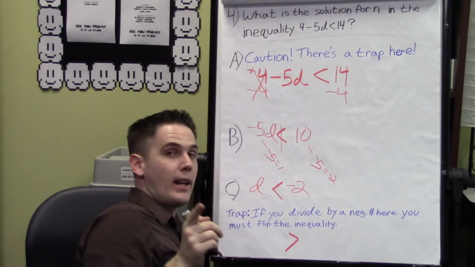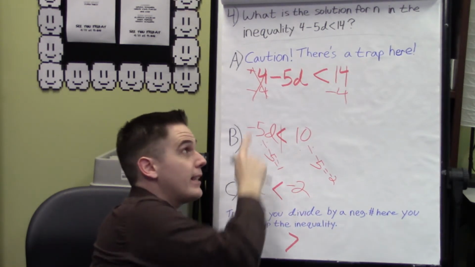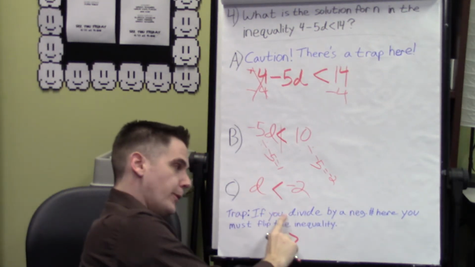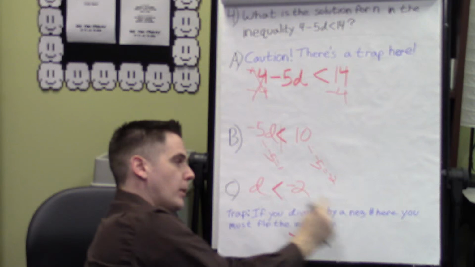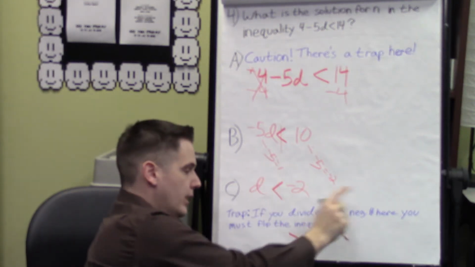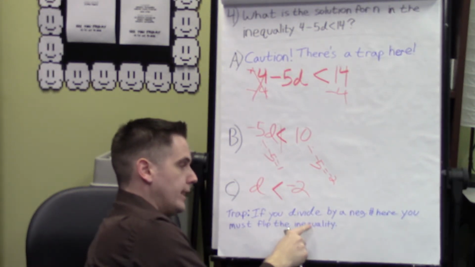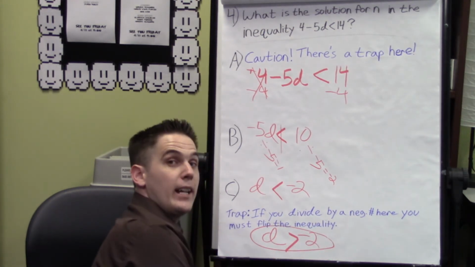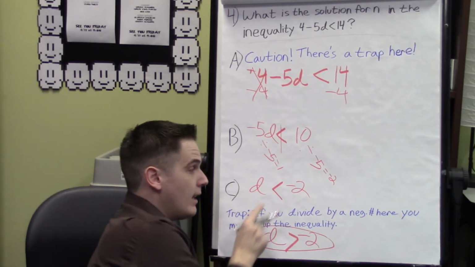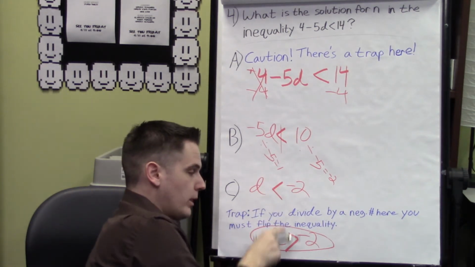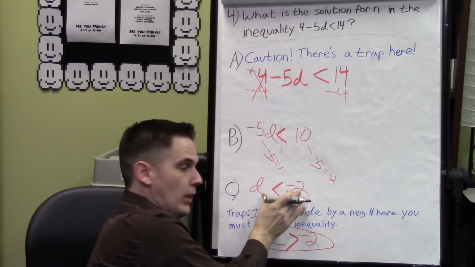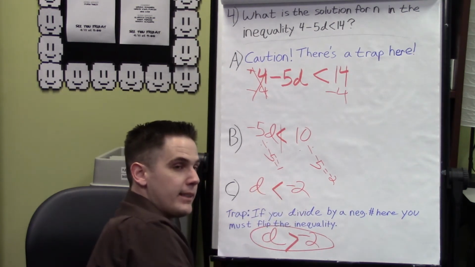But if you stop there, and you would find this answer on the test, if they ask you this, you would be wrong. Because if you divide by a negative number here with inequalities, you must flip the inequality. So the correct answer is d is greater than negative 2. That's the trap. On the test, both of these will be a choice, like choice C and choice A or something like that. They will have this waiting for you. It is the trap they set for you.